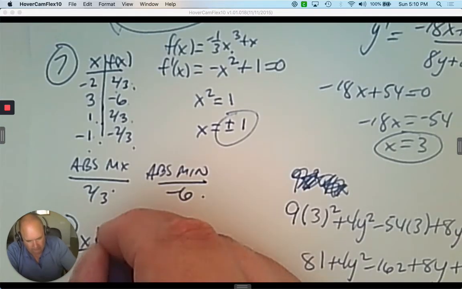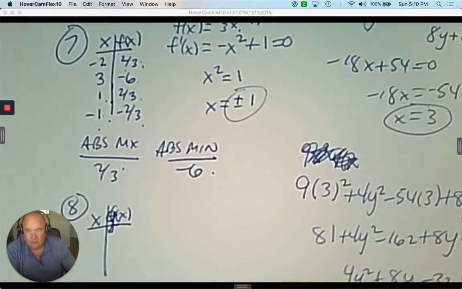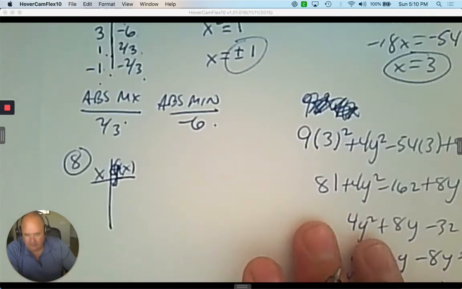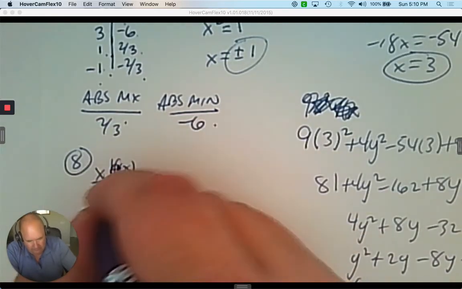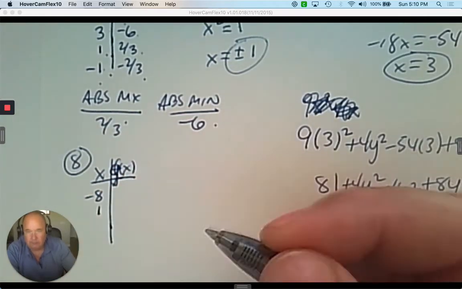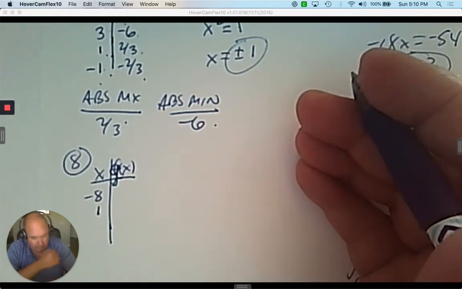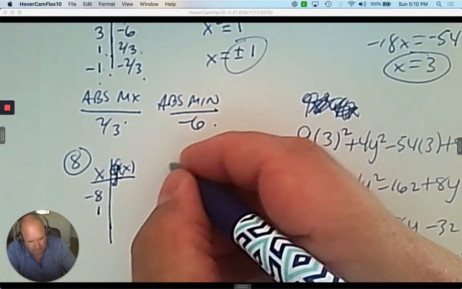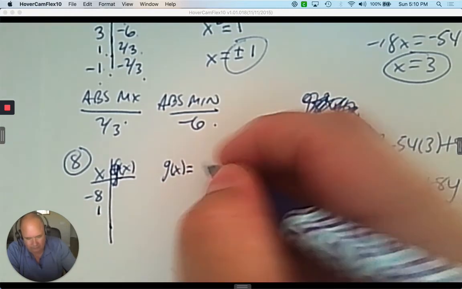This one is G, so make sure I have the right letter. For this one, again, the interval goes from -8 to 1. So I'll make sure that is on my table of values. You have to include the ends of the interval. Then the derivative. Let me write g of x right away.